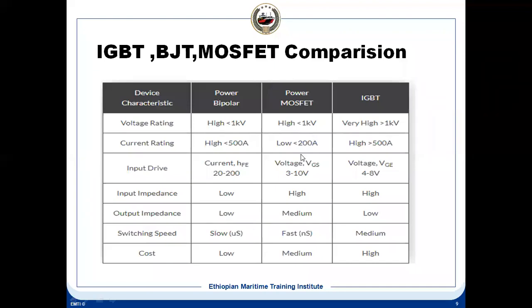So let's see these comparisons. If you look at this comparison between a bipolar transistor and an IGBT, you can see the IGBT has a very high voltage rating, more than 1 kilovolt, and a current rating of more than 500 amps. The only thing is that the speed of a MOSFET is slightly faster than the IGBT. When you look at this comparison chart, you can see IGBT is much better.